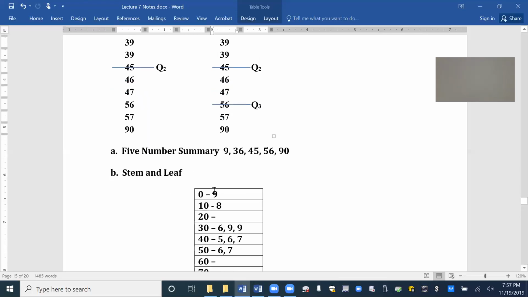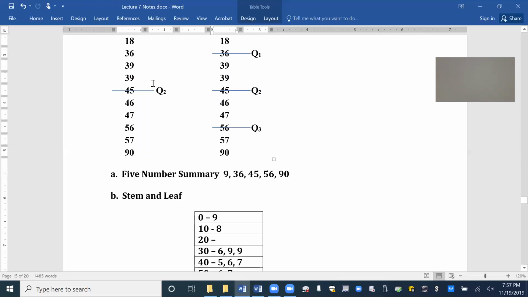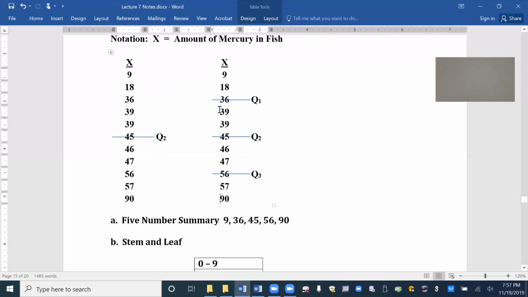If it were an even number, then you'd have 12, and it would be split between 45 and 46. Yeah, it'd be 45. And then you would include the 45 with the top. Yeah, maybe you would, yes. 5-number summary is 9, 36, 45, it's written right here, 5-number summary.